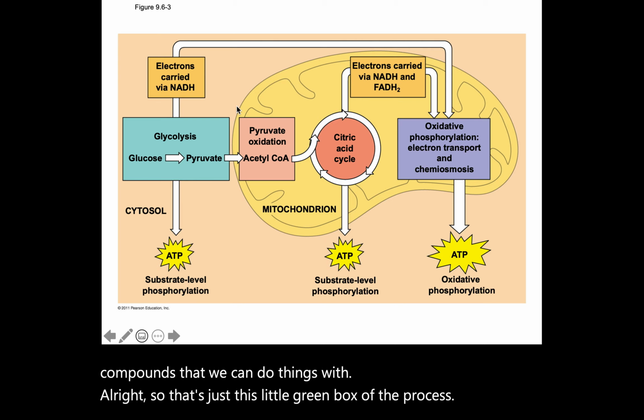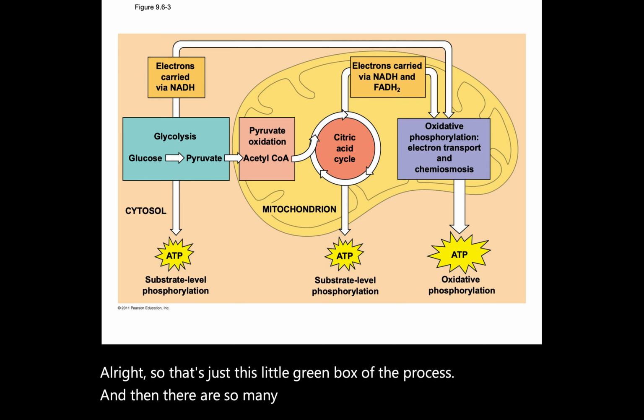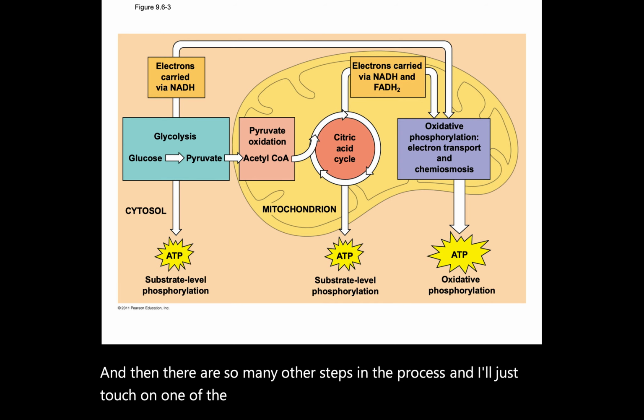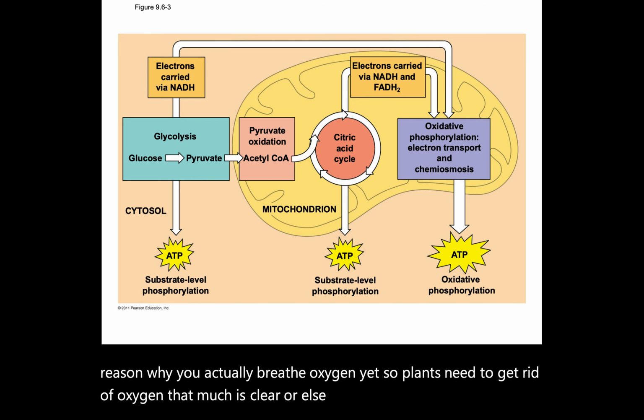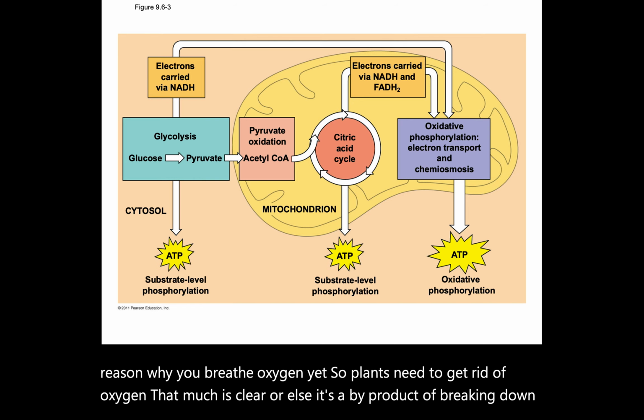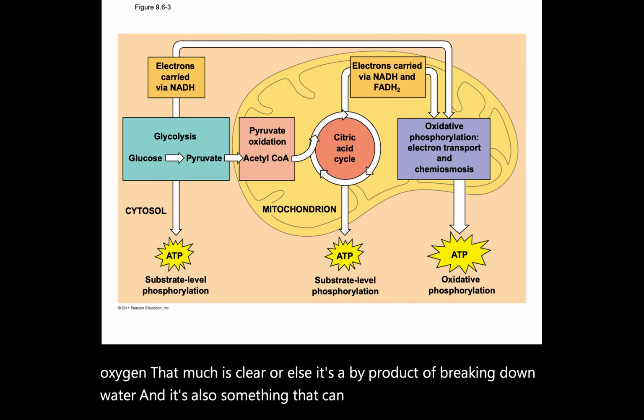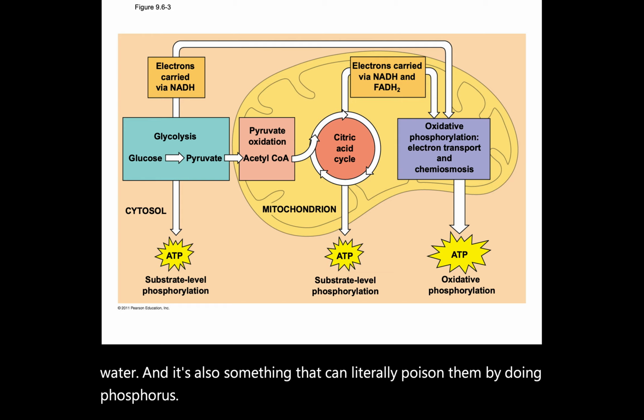And then there are so many other steps in the process. And I'll just touch on one of the other steps because we haven't got to the reason why you actually breathe oxygen yet. So plants need to get rid of oxygen. That much is clear, or else it's a byproduct of breaking down water, and it's also something that can literally poison them by doing photorespiration.